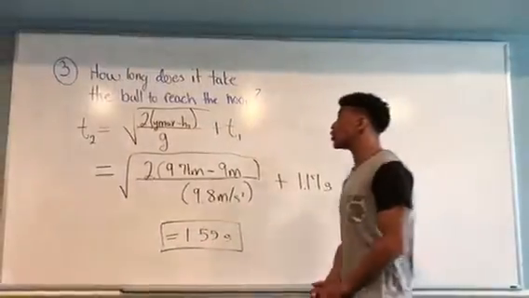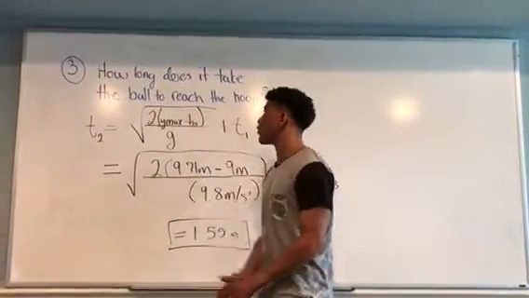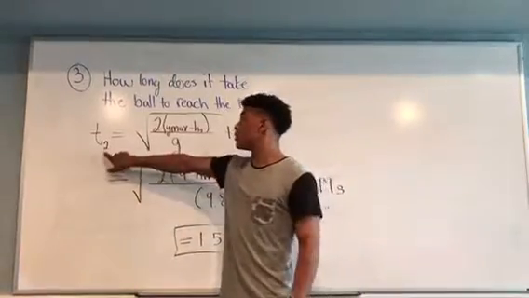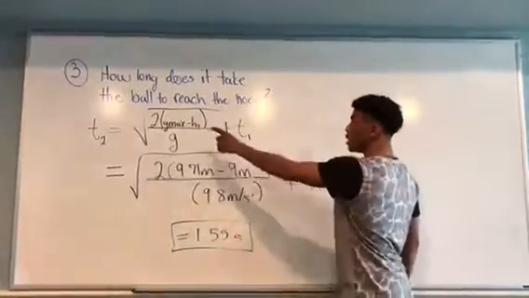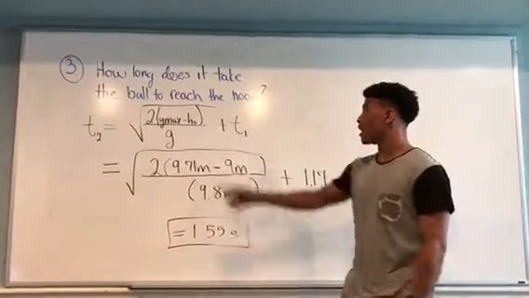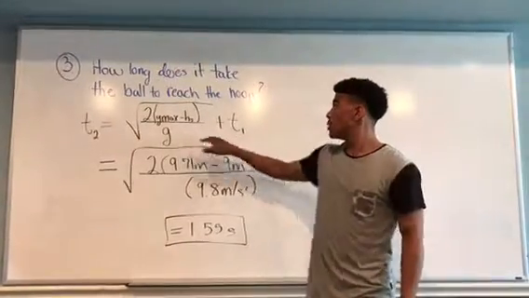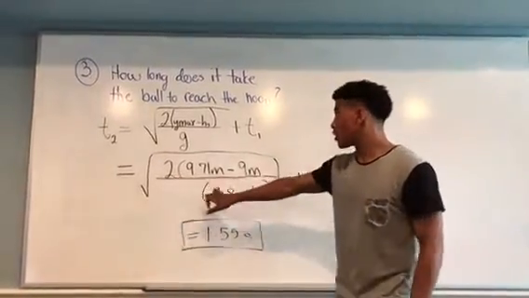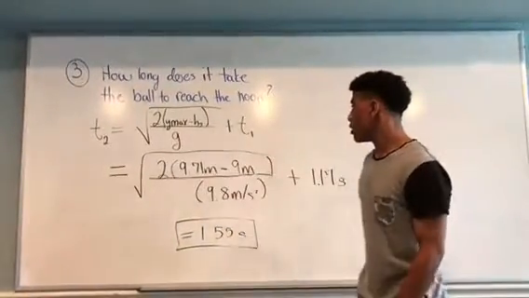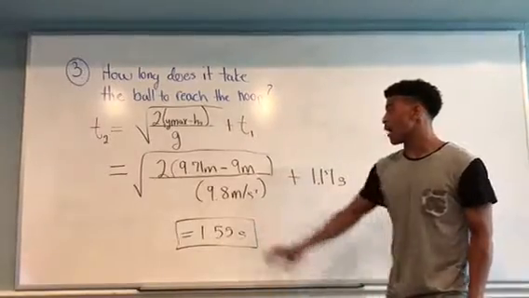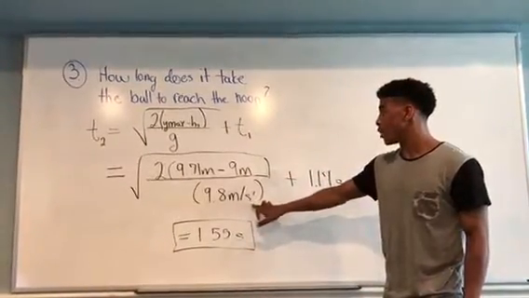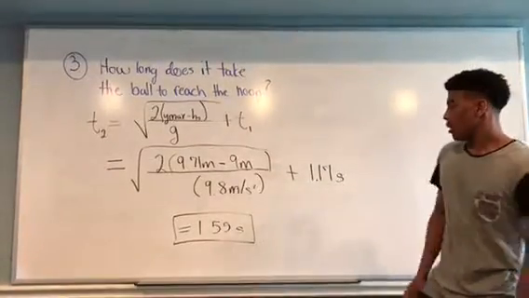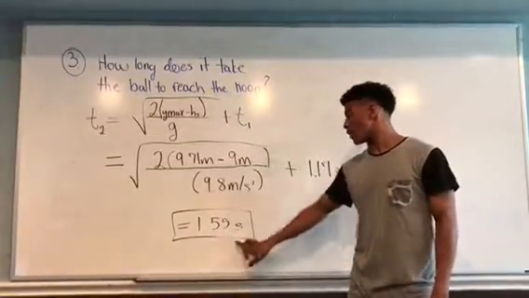Alright, so for question number 3, we're going to figure out how long it takes for the ball to reach the hoop. And we're going to start off with this equation. T2 is equal to the square root of 2 times y max minus h2 divided by gravity, plus time 1. So when you plug in your numbers, you get 2 times 9.71 meters minus 9 meters divided by 9.8 meters per second squared, plus 1.17 seconds. And your answer is going to be 1.55 seconds.